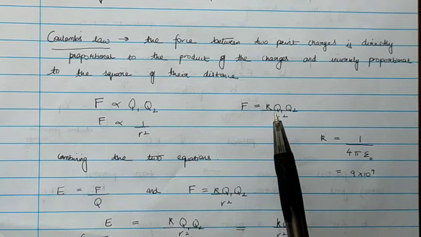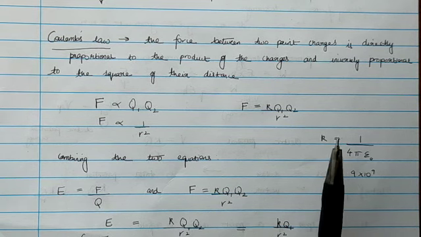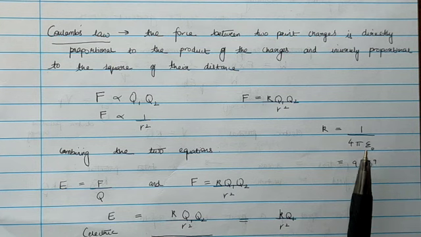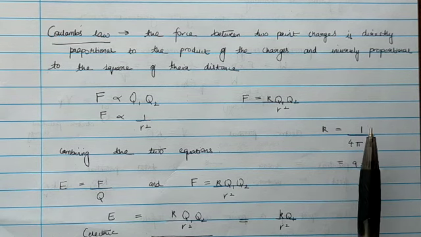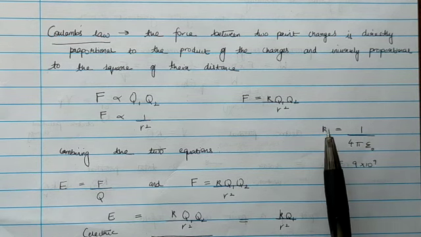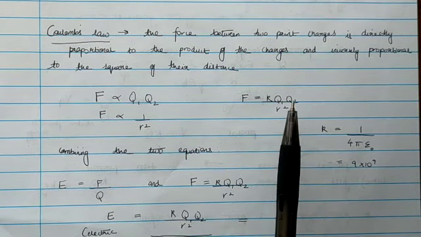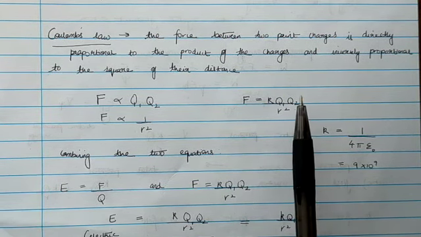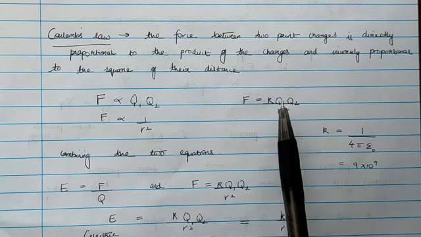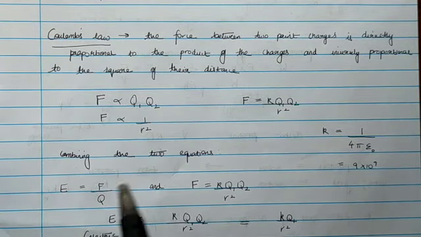So this is force equals k, which is a constant, which equals 9 times 10 to the 9, or sometimes you see k written differently as 1 over 4 pi epsilon, which is the permittivity of free space, which is also a constant. Since we have all constants here, we can approximate it into one constant k. That's multiplied by the charge of one point charge multiplied by the charge of the other point charge divided by the square of their separation.